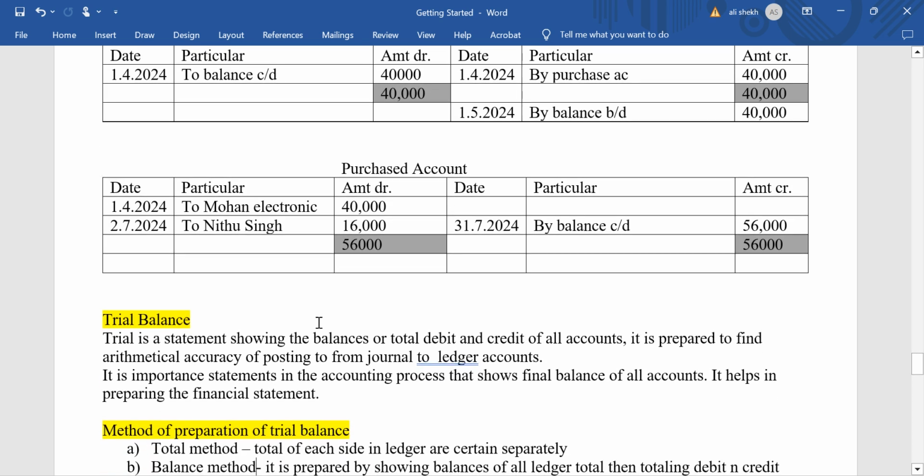So the third step in the accounting cycle is trial balance.